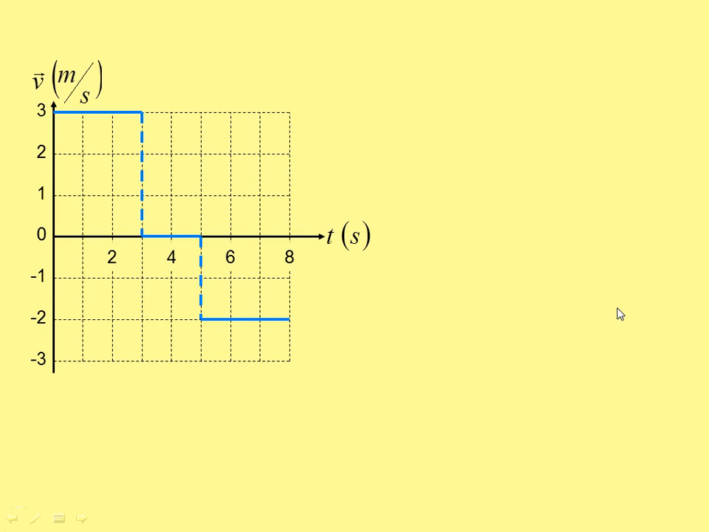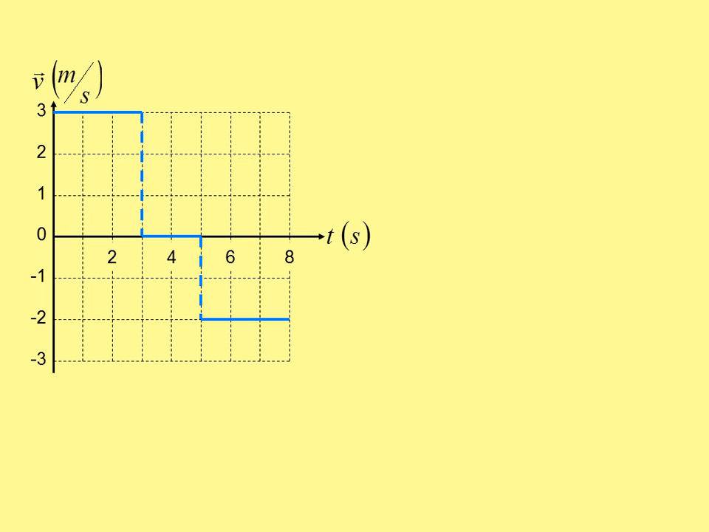Greetings, everyone. Here we have a graph of velocity versus time. And it's important when we're interpreting these graphs that we first of all look and see what it is we're graphing. So we have velocity in meters per second versus time in seconds. And we want to look at what this motion is.